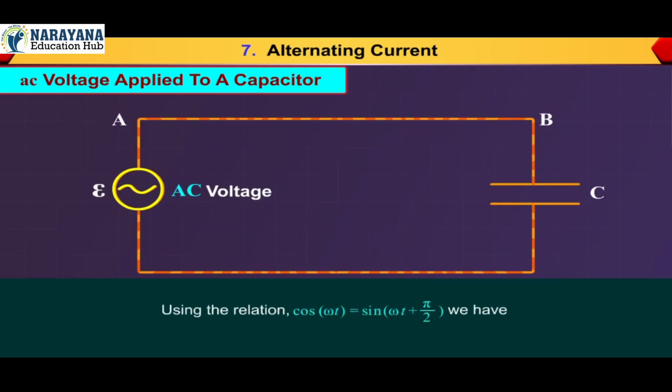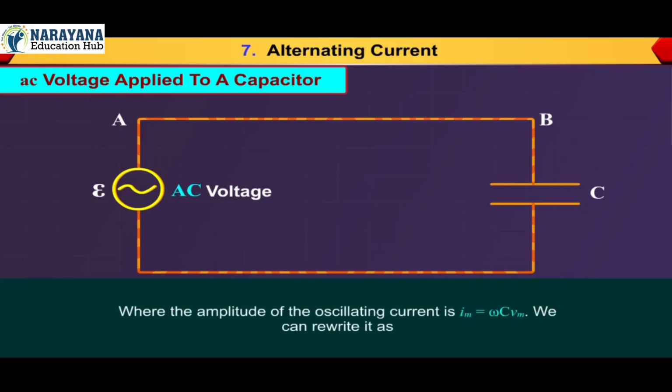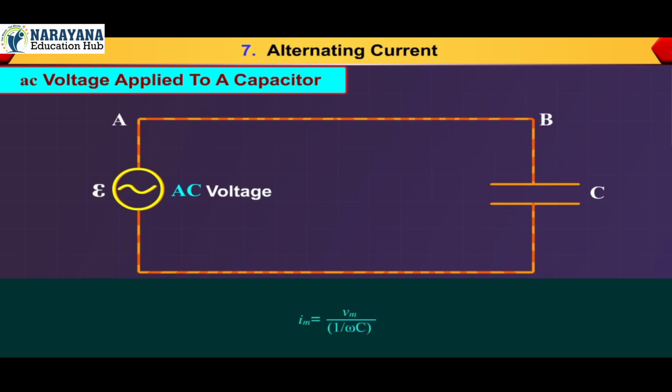t. Using the relation cos ωt = sin(ωt + π/2), we have I = Im sin(ωt + π/2), equation 16, where the amplitude of the oscillating current is Im = ωC Vm. We can rewrite it as Im = Vm / (1/ωC).